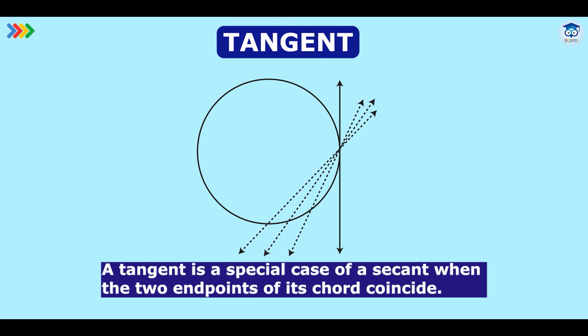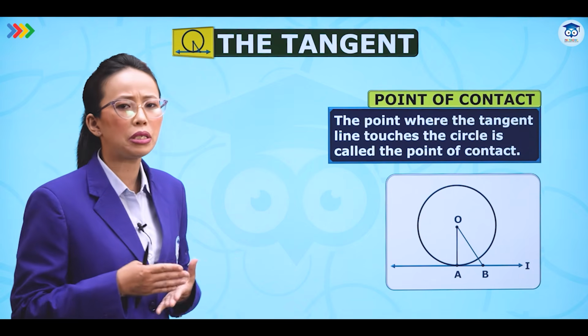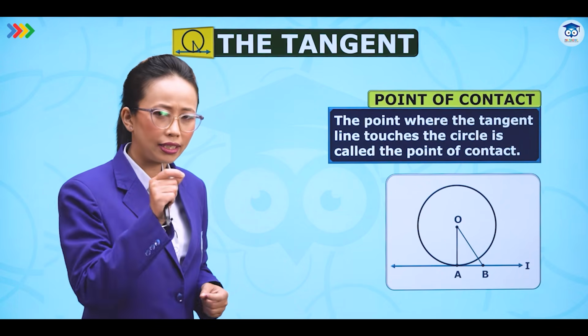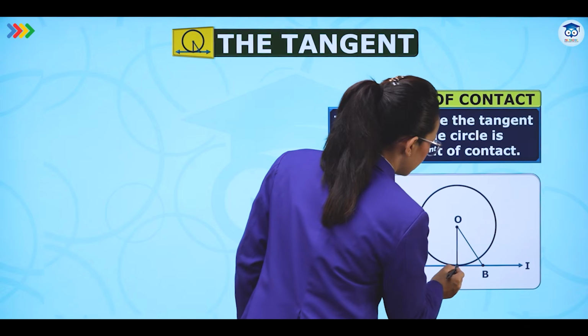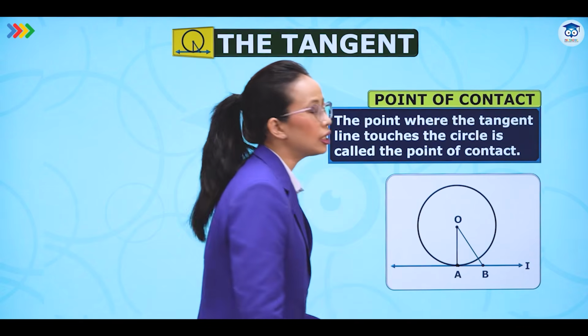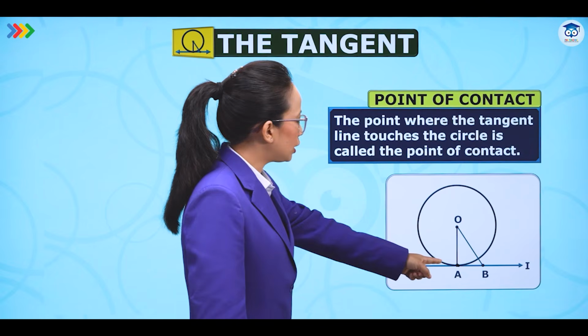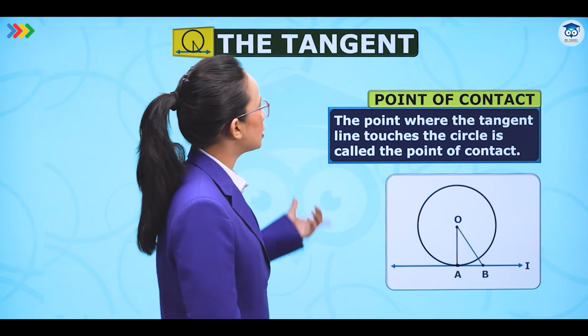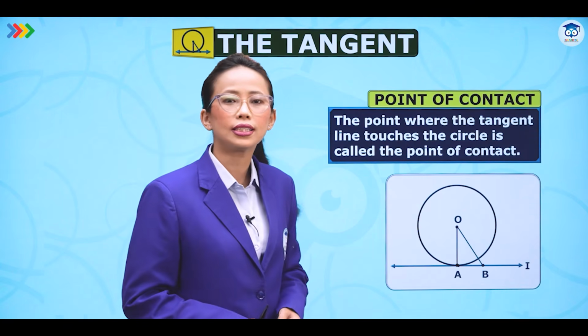You cannot have more than one tangent passing through a unique point. A tangent is a special case of a secant, that means it touches the circle at one point. What is meant by point of contact? When the tangent touches the circle, it touches one point right here. For this particular tangent I'm talking about, this point is known as the point of contact. So the point where a tangent line touches the circle is known as the point of contact.